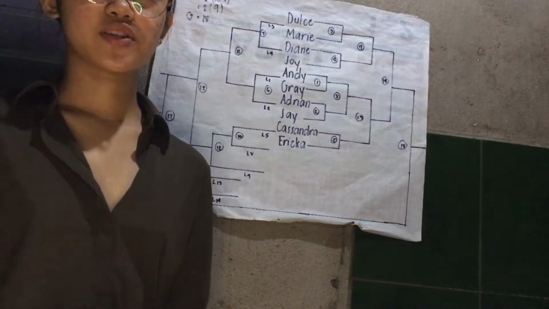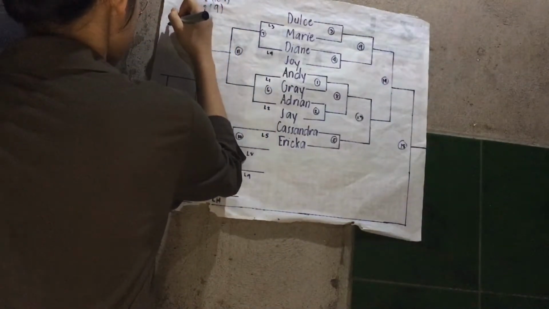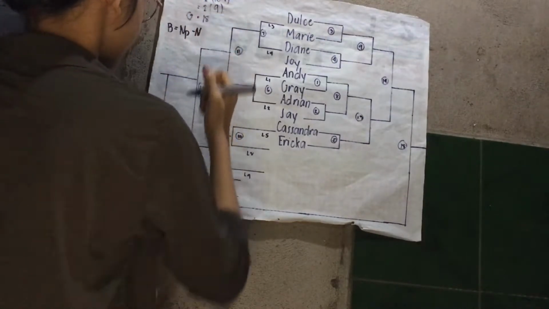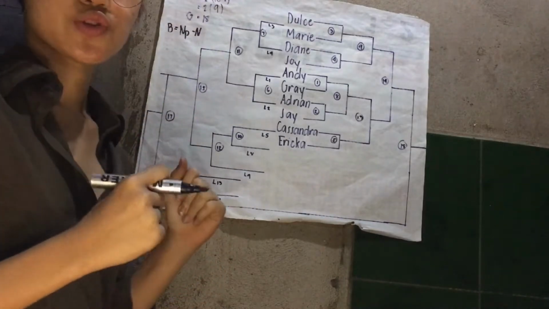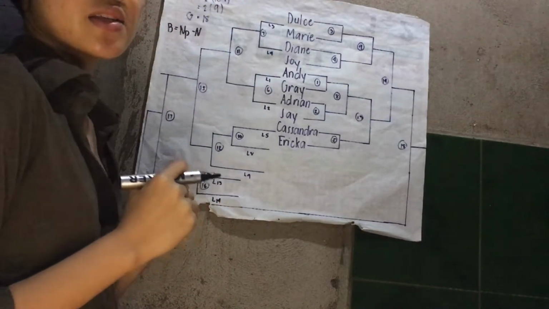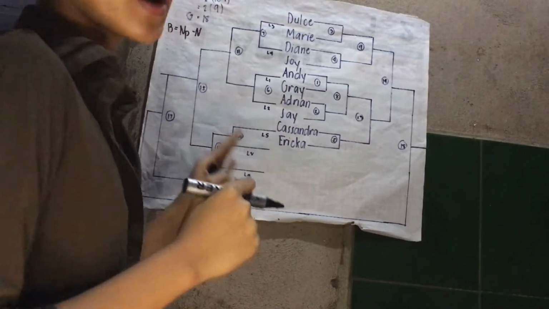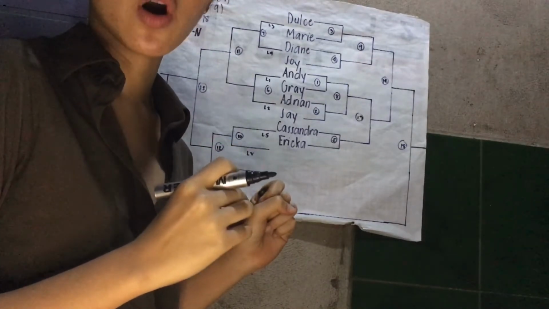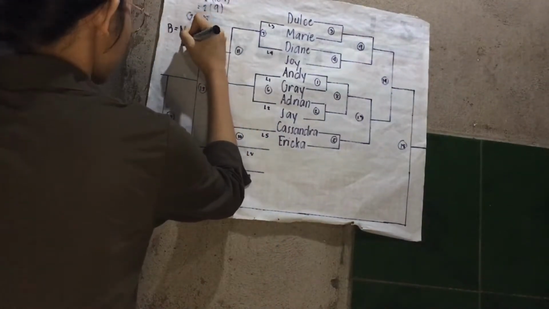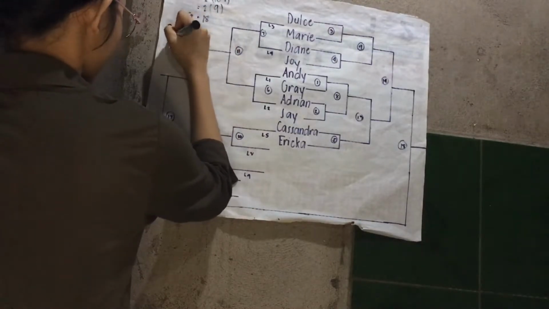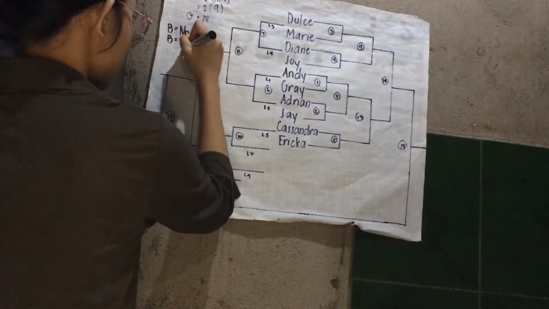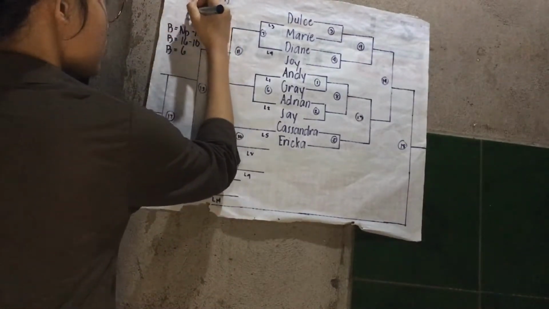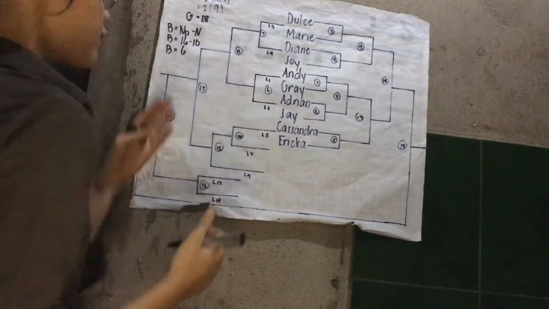Now let us find the byes. So the formula that we're going to use is B is equivalent to P minus N. So the P that we're going to use right here is 16, since it is a power of 2 that must be higher than N, which is the number of teams. So we have 2, 4, 8, 16, so on and so forth. So here's 16 minus 10. 16 minus 10 is going to be equal to 6. So our number of byes is 6. Now we have the number of games, which is 18, and the number of byes, which is 6.